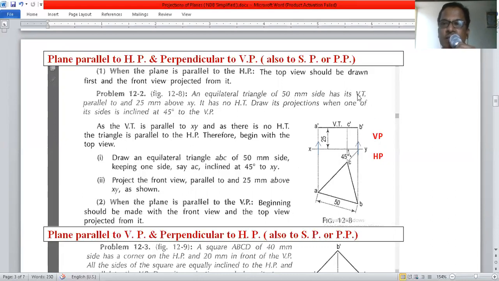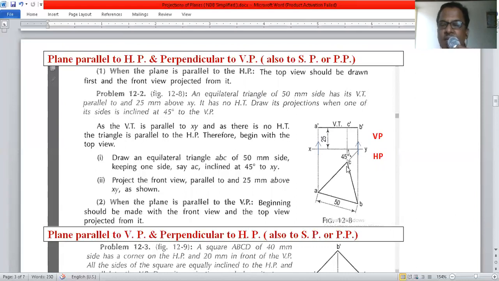Now this vertical trace is in direct edge view, and that edge view is given parallel to the XY line and 25 mm above. So you can take this 25 mm, 25 mm. To start with, what is given? Draw the projection when one of the sides of the equilateral triangle is inclined 45 degrees to the VP.